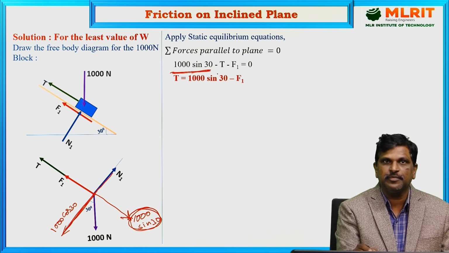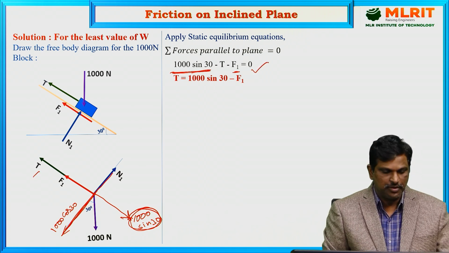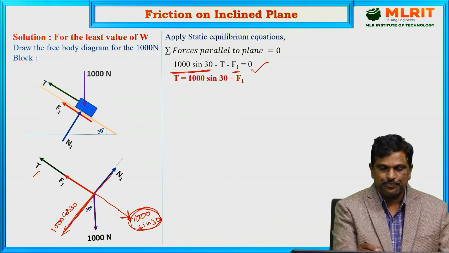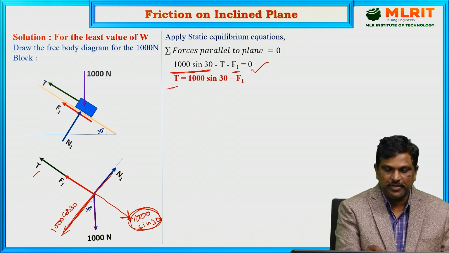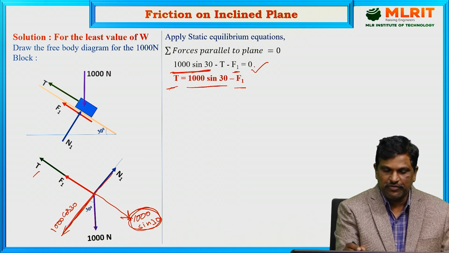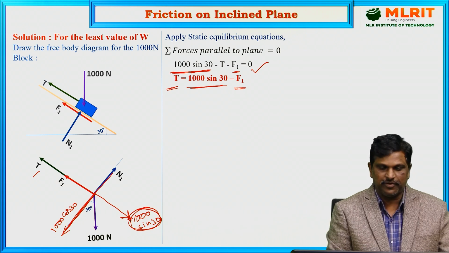1000 sine 30 minus T minus F1 is equal to 0. Only three forces are acting parallel to the plane. Now T is given by 1000 sine 30 minus F1. From the above equation, T is equal to 1000 sine 30 minus F1.